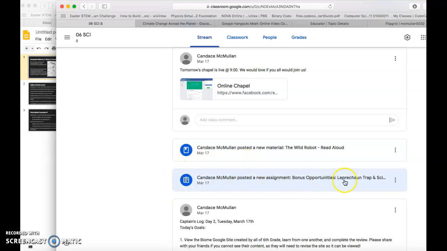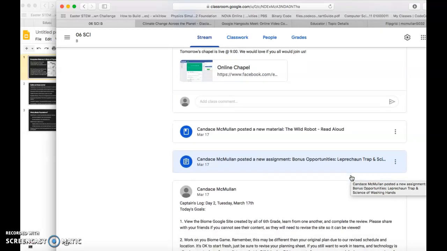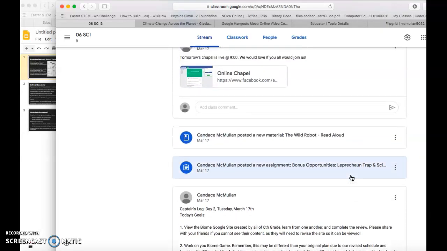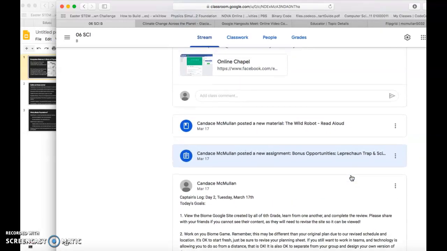Those of you who noticed yesterday that there were bonus opportunities for a leprechaun trap and the science of hand washing, please note again, bonus opportunity, not required. But if you made a leprechaun trap yesterday anyhow, I'd post a diagram of it and turn it in for some bonus points. The science of hand washing is actually pretty interesting, and you're just doing a quick Flipgrid reflection. So pretty simple bonus opportunities, but again, not required. And I know that some of you are so busy with all of this, so don't feel obligated.